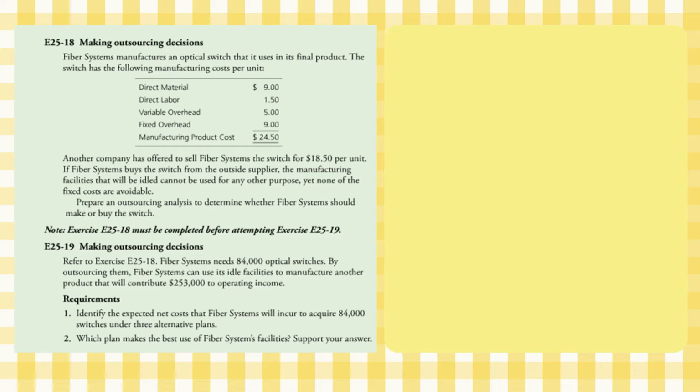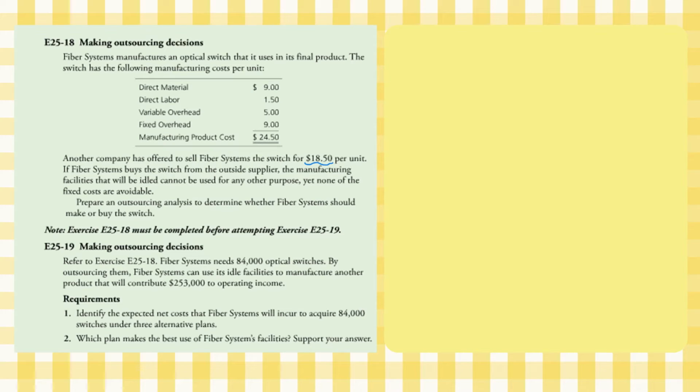The switch has the following manufacturing cost per unit. So we have direct materials, direct labor, variable overhead, and fixed overhead. So the total will be 24.5, which is the product cost. Now this is the cost of manufacturing, of making the switch. Another company has offered to sell Fiber Systems the switch for 18.5 per unit.